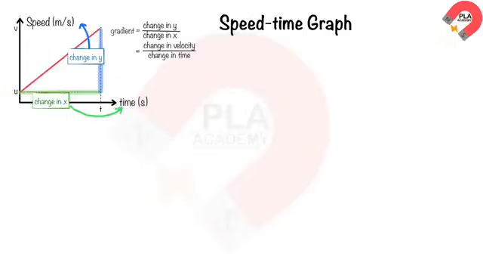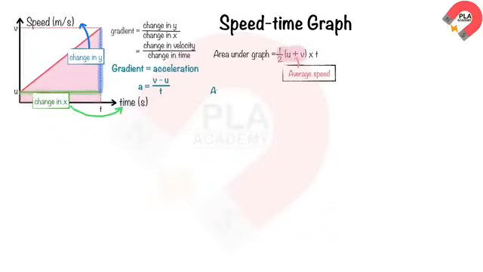The velocity is speed in a given direction. Their magnitudes are equal when an object travels in a straight line and does not change its direction. Since the gradient of the graph is the acceleration of the object, the area under graph is half of u plus v times t. This is the average speed.